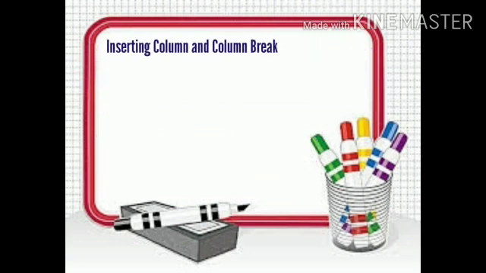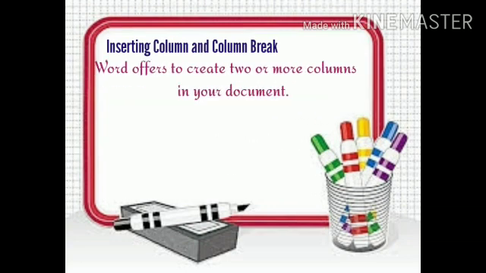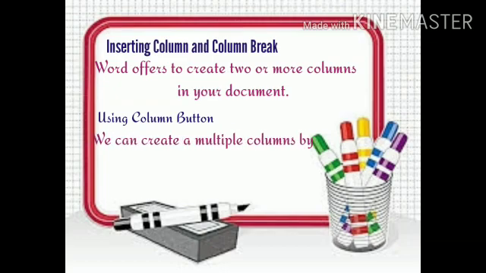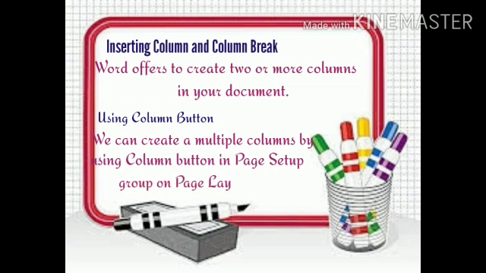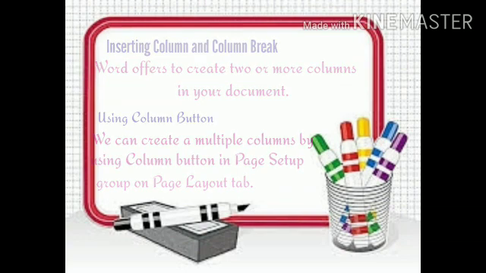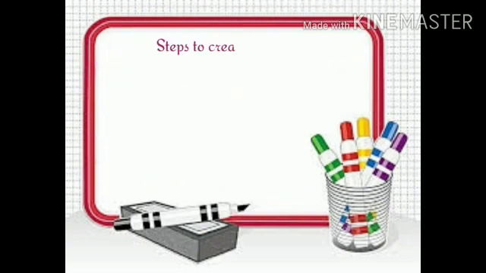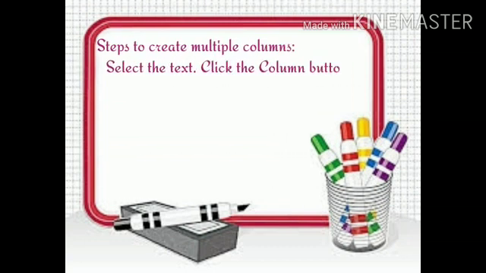Inserting column and column break. When you type a document, it is displayed on the screen in a single column or in a paragraph style. If you wish to format the document in a newspaper style or display it in an interesting look, Word enables you to create 2 or more columns in a document. How are you going to create multiple columns in your text? Select the text, then go to the column button.